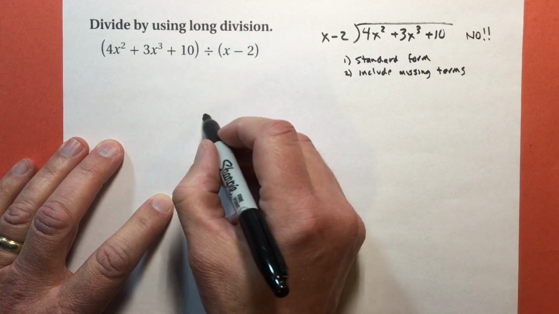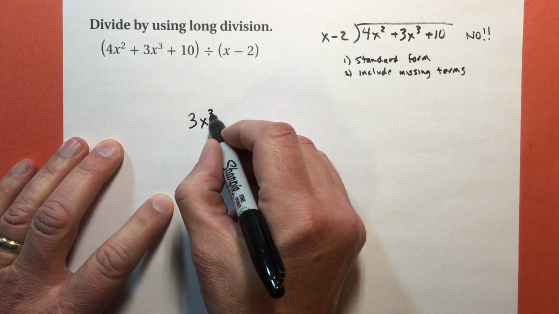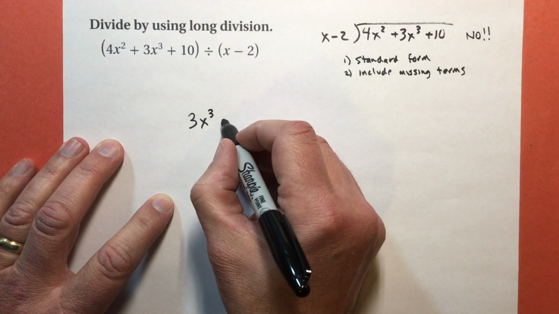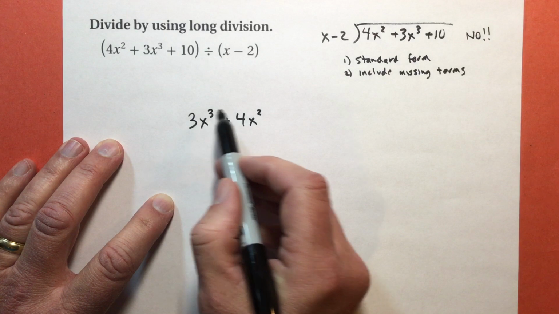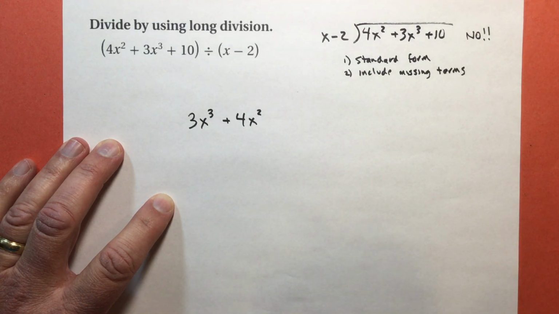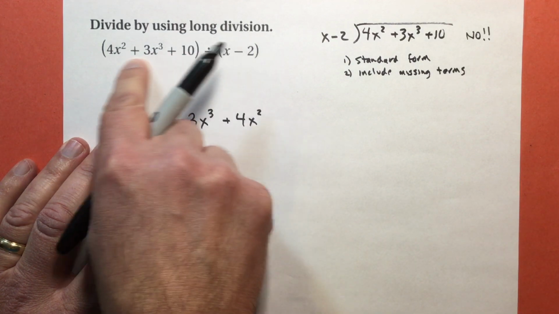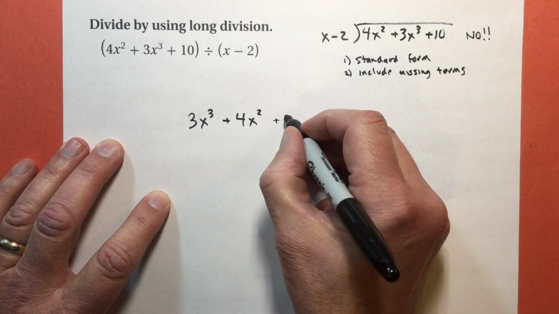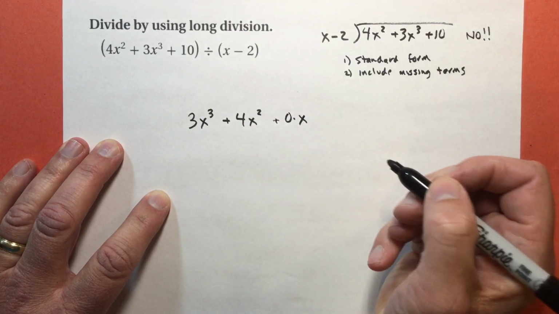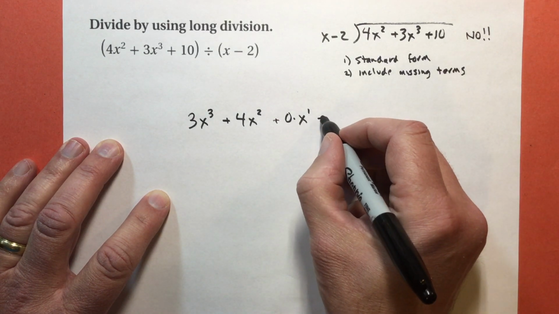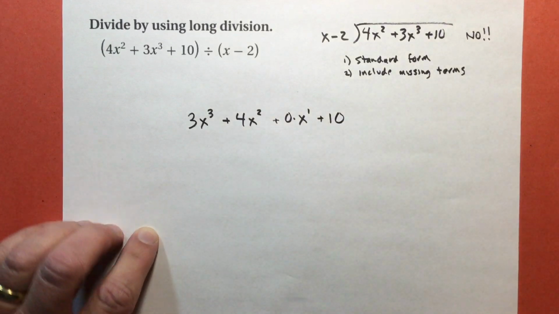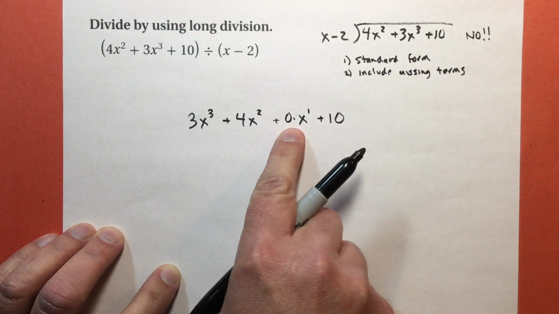I'm first going to write the 3x to the third power, because that's the highest exponent. Then I'm going to write 4x to the second power, because that comes next. 3, 2, and the next term has to have x to the first power, also known as just x. I don't have anything up here that shows me that. So I have to write 0 times x, or 0 times x to the first power. And then, of course, I get plus 10 as my constant. So that's the missing term that I need to put in there.